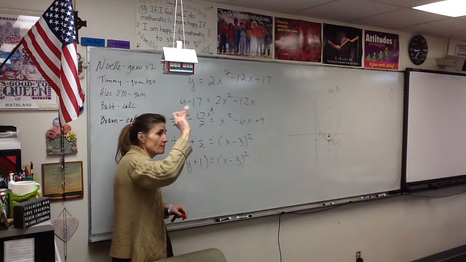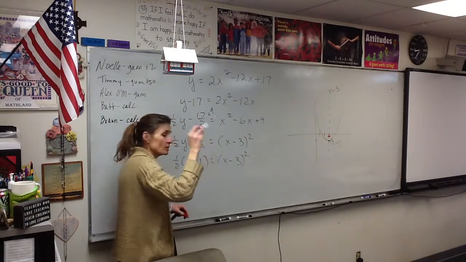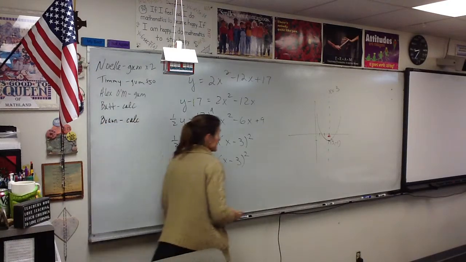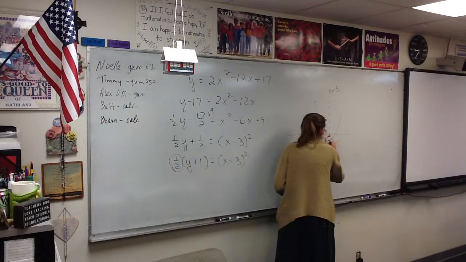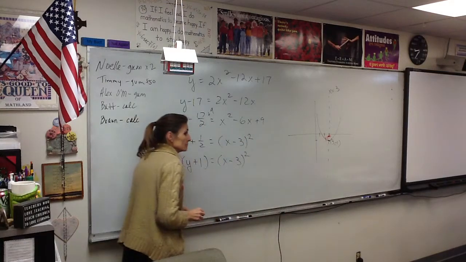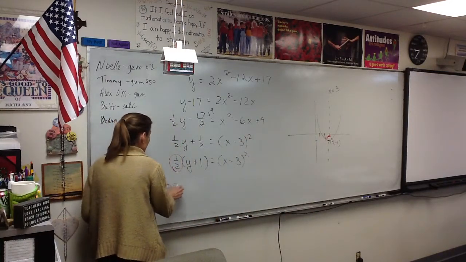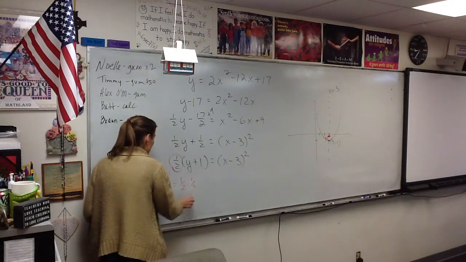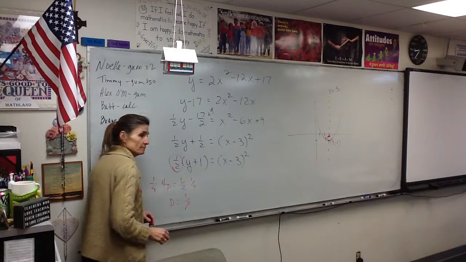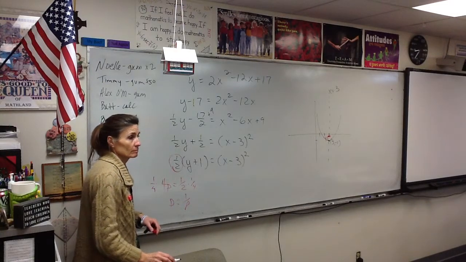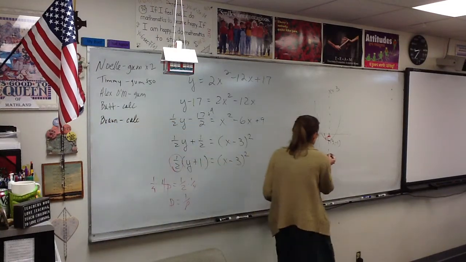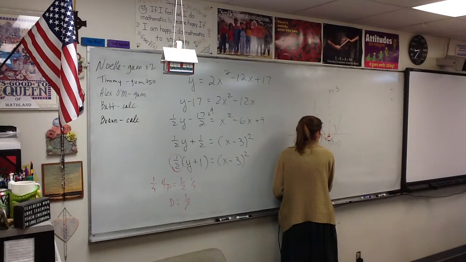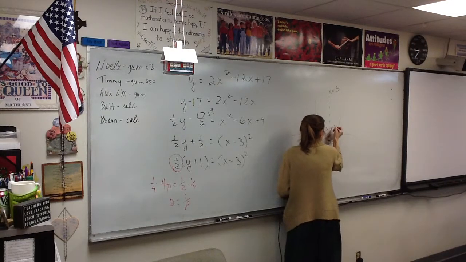You need to go up, right? How far do you need to go up? Well, I don't know, but this number is going to tell me, because I need to go up p. 4p is a half. So p will be 1/8. So where am I if I go up 1/8? What would be this point if I go up 1/8? 3, -7/8.